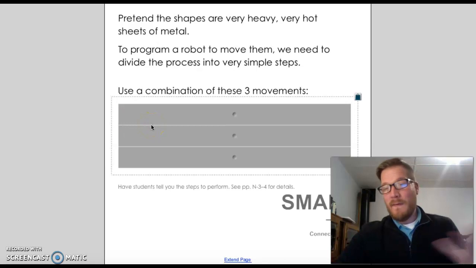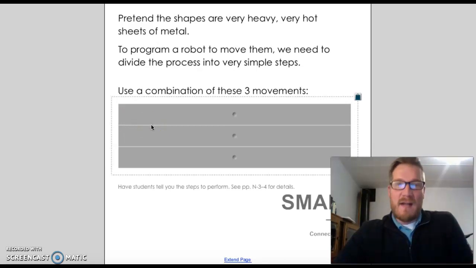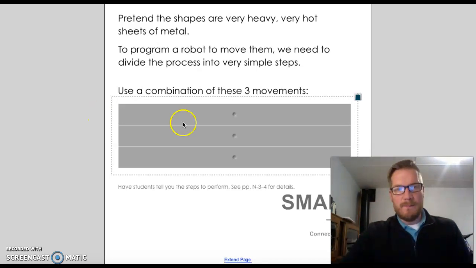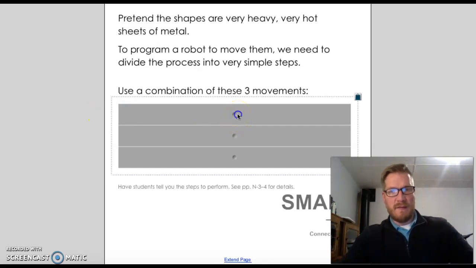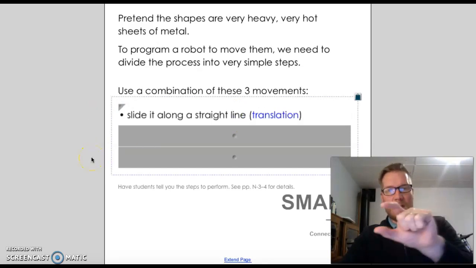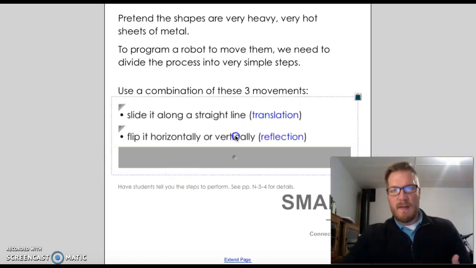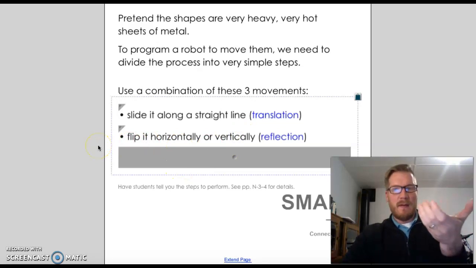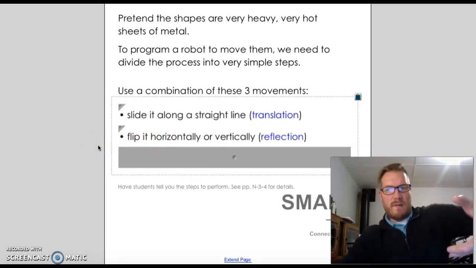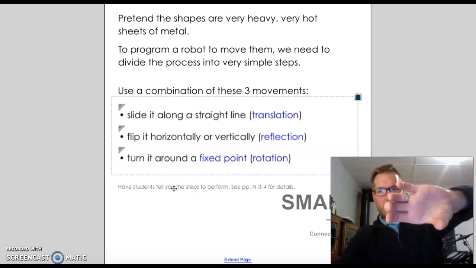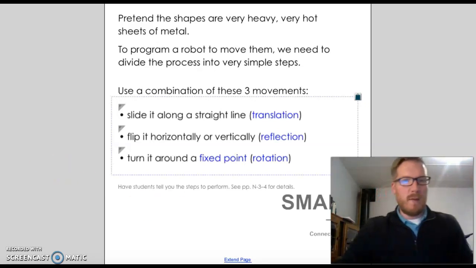What they say is to pretend that the shapes are very heavy, very hot sheets of metal. To program a robot to move them, we need to divide the process into some simple steps. Over the next three videos, these are the steps that we're going to talk about. You would use a combination of these three movements. You would slide it along straight lines, either horizontally or vertically. That's called a translation. You could flip the shape vertically or horizontally. That's called a reflection. Or you could turn it around a fixed point. That's called a rotation. Okay?